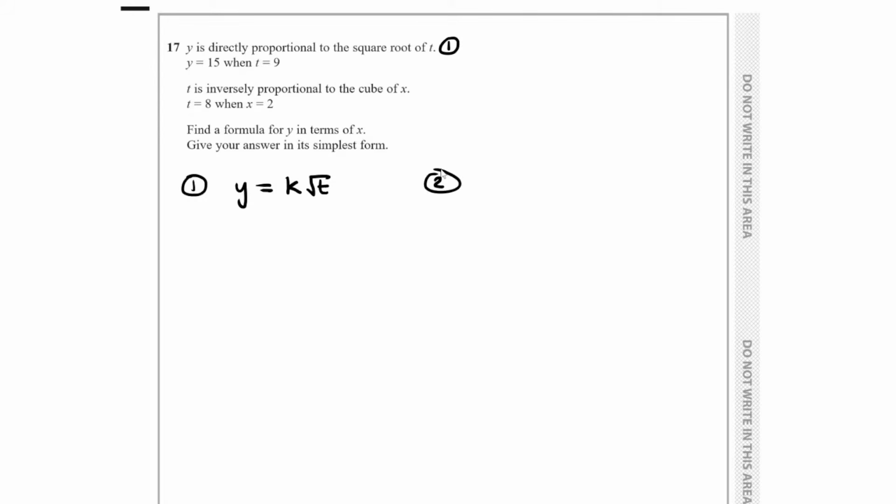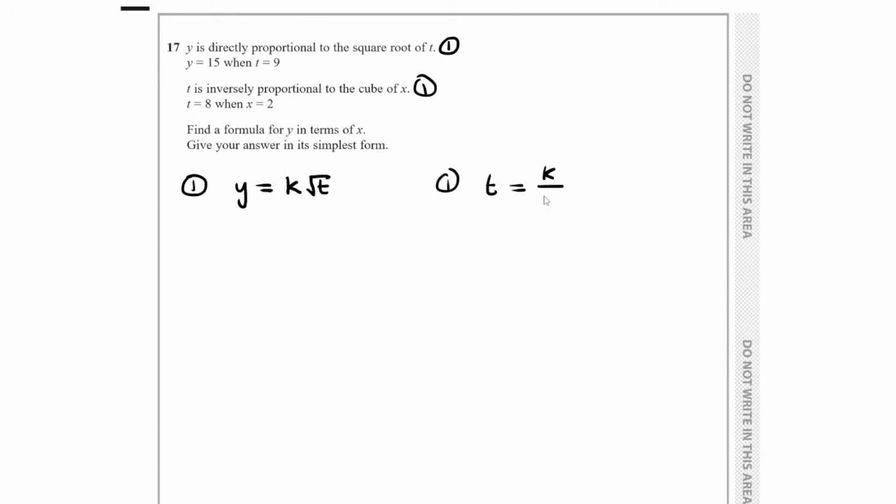You can do the other one at the same time, if you want. So the formula for the second bit is t is, whenever it says is, that's where you put the equals. Inversely proportional, that is where we do the fraction k over x, or in this case, x cubed.